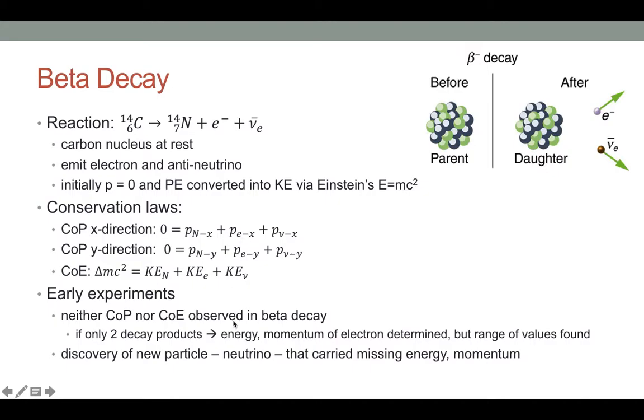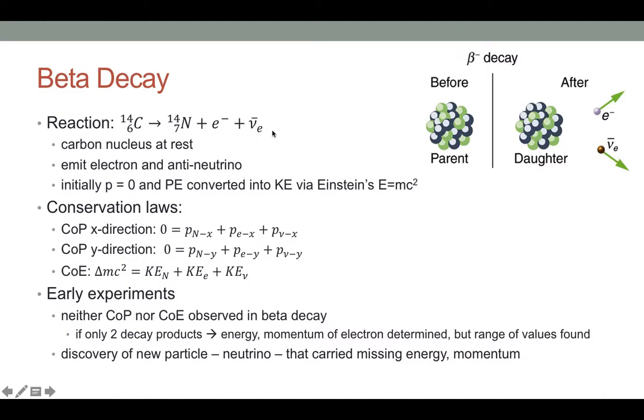When they did the experiment, rather than the electron coming out with a unique value of energy and momentum, it came out with a range of values. The value they calculated was actually the maximum amount of energy that the electron had. This was puzzling because that means that generally speaking, in beta decay, neither energy nor momentum was being conserved. This was very puzzling until someone proposed maybe there's a third particle being emitted, and that third particle actually carries away the missing energy and momentum.